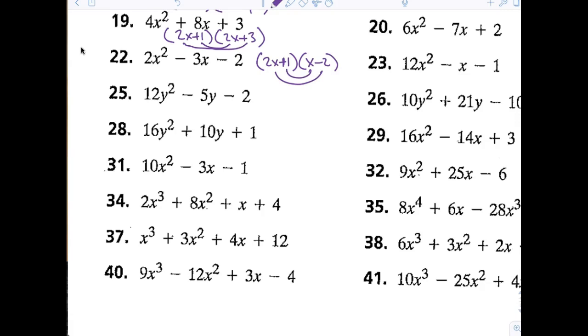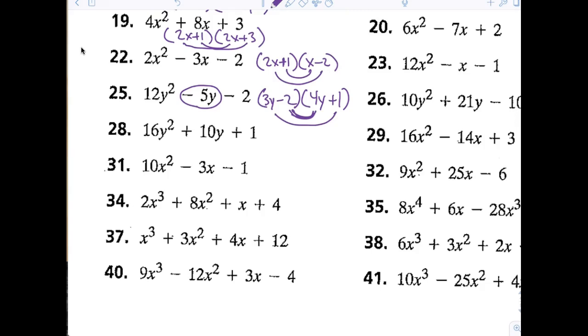25. Got it? All right, tell me. Parentheses 3y minus 2, and then parentheses 4y plus 1. Let's double check. Here I have what? Negative 8y and positive 3y makes negative 5y. 3y times 4y is 12y squared. Negative 2 times positive 1 is negative 2. Very nice. All right, come on, let's keep it up.